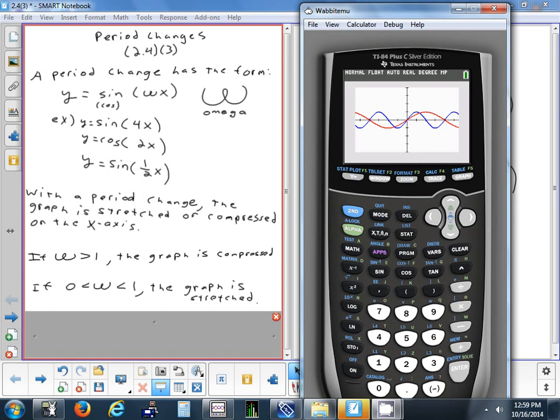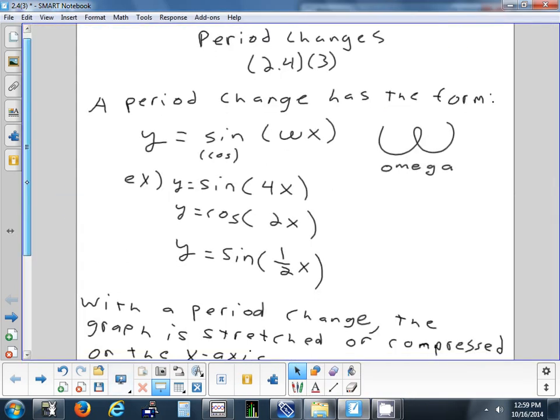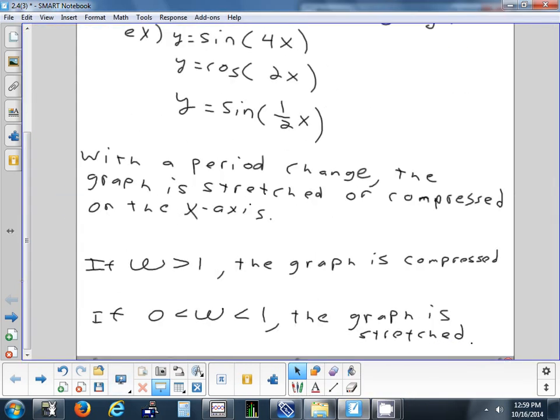How much it stretches or compresses, you can just look at the number in front. Sine 4x is compressed 4 times as much as the original. Cosine 2x would be compressed twice as much as the original. The 1/2 is going to cause it to stretch out twice as much. 1/3 would stretch it 3 times as much. 1/5, 5 times as much. All right? Any questions on how you figure out when it stretches or compresses?